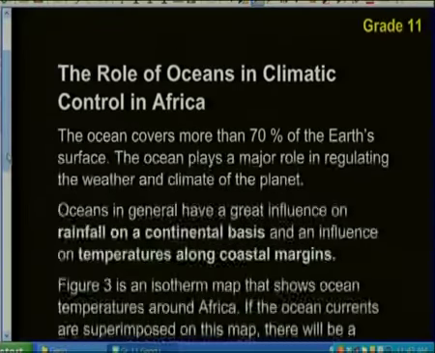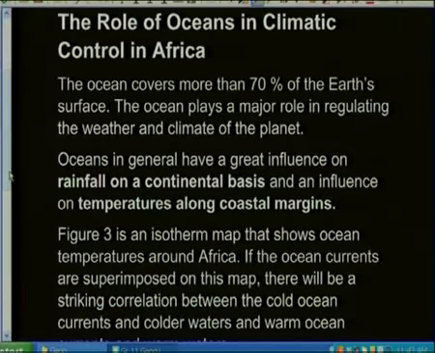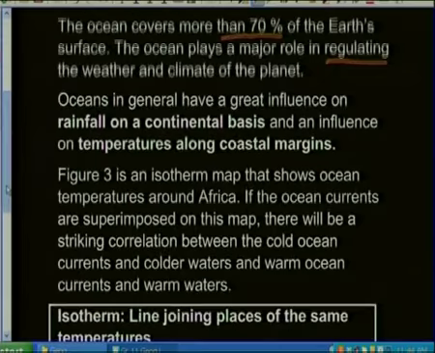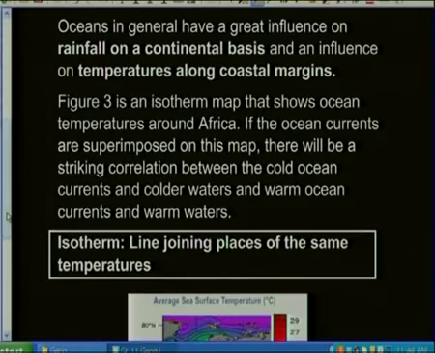Right, the role of oceans is very important in the control of climate in Africa. The ocean covers, remember, as we saw previously, more than 3/4 or 70% of the Earth's surface. They play a major role in regulating and moderating the weather and climate conditions on the planet. Oceans in general have a great influence on rainfall, particularly on a continental basis, and they also influence the temperature of the air along the coastal margins or regions of your continent.